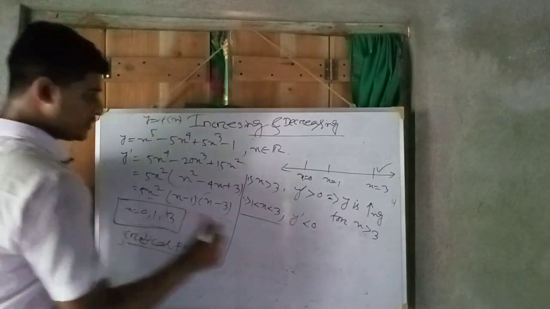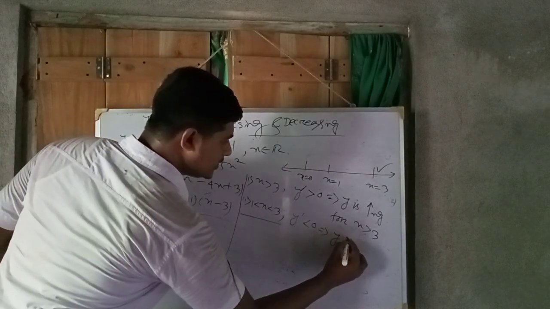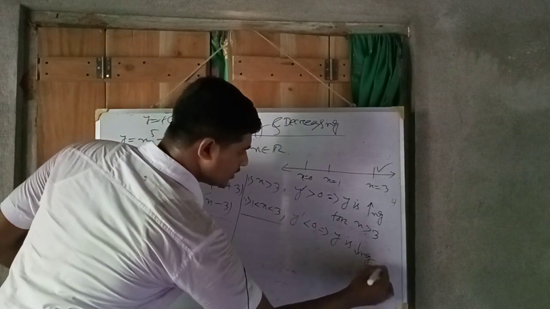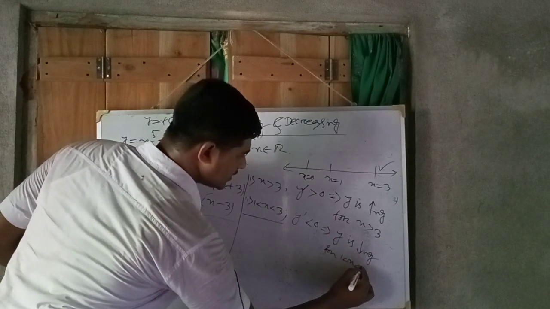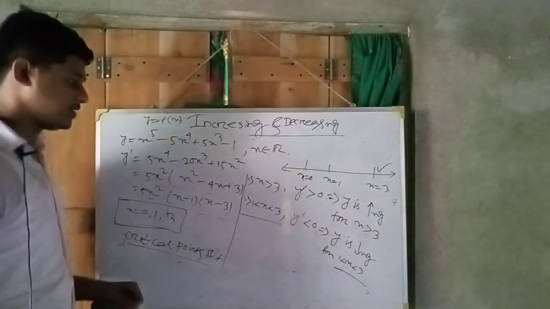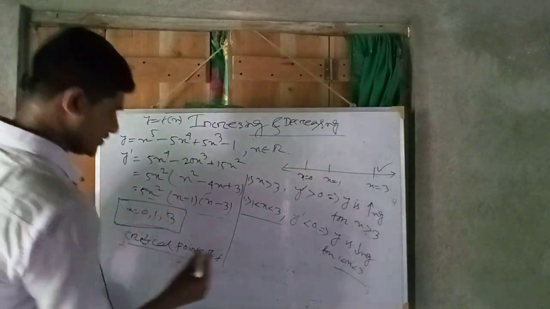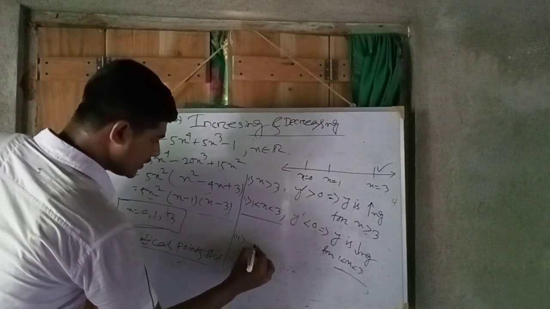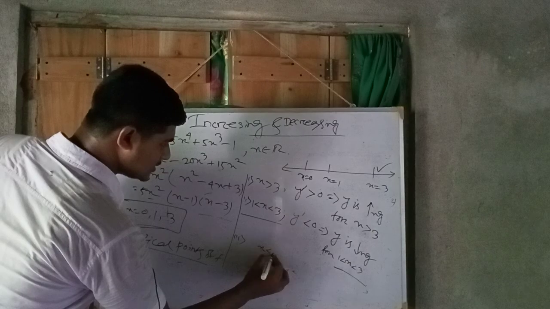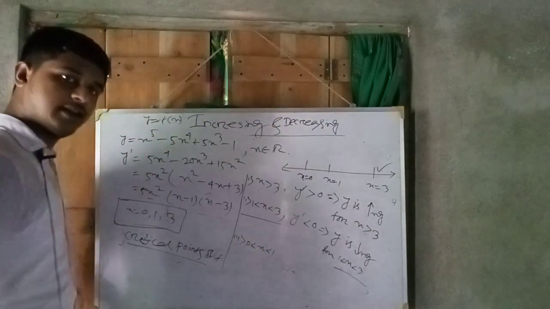So this represents y is decreasing. Where? For 1 less than x less than 3. Okay. Next, number 3. When x is less than 1 and greater than 0.